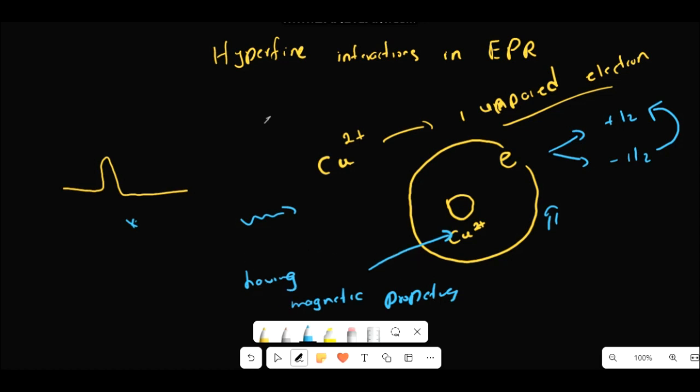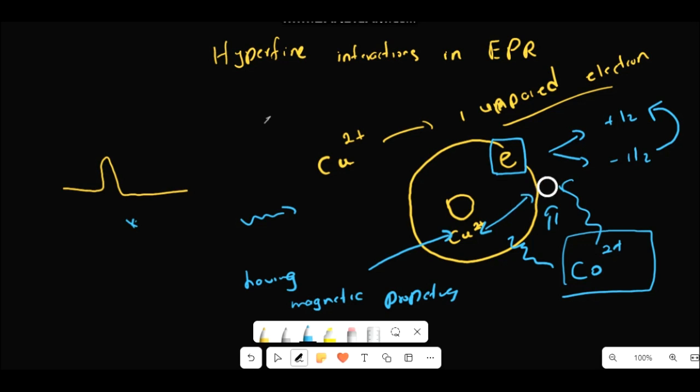So definitely this magnetic signal will interfere with this nucleus, not just this nucleus. Let's assume this copper 2 plus ion is connected with another cobalt 2 plus ion. Then our electron signal will be interfered with by this cobalt 2 plus nucleus too. Our signal will be interfered with by all the surrounding nuclei, not the ones so far away. So these are called hyperfine interactions.